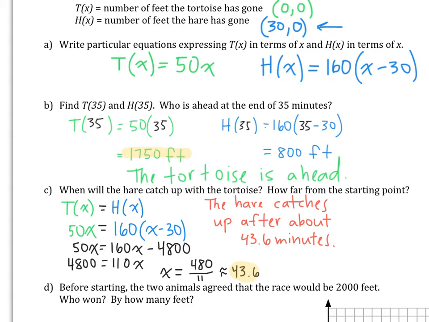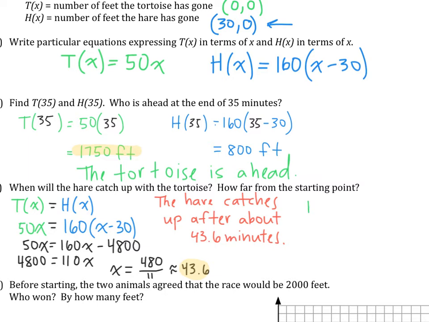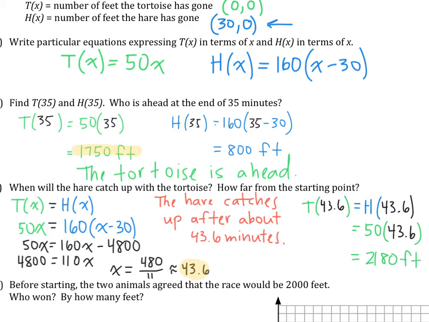I know we're going to solve for when t of 43.6 is equal to h of 43.6. Okay, those are the same, right? So all we need to do is go ahead and plug in. So that's going to equal 50 times 43.6, which is at 2,180 feet. So how far from the starting point? 2,180 feet is where they both are.